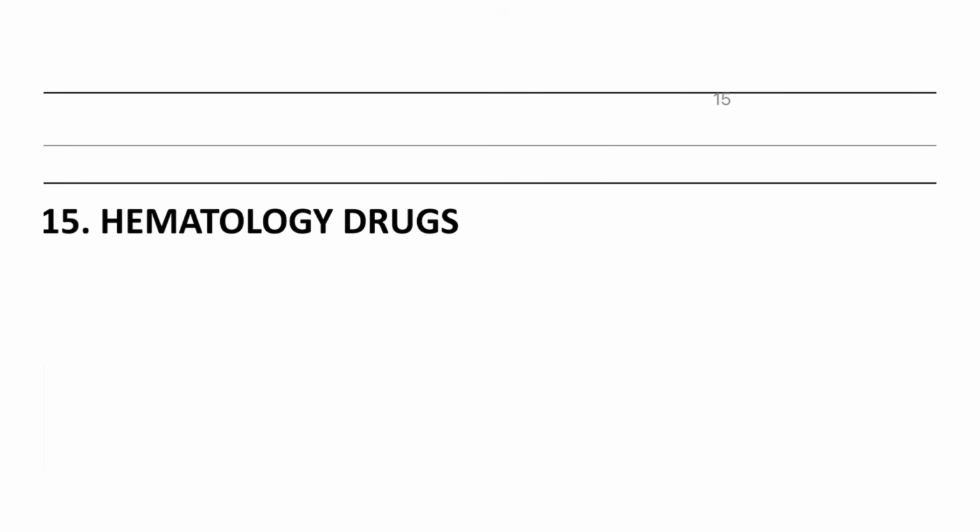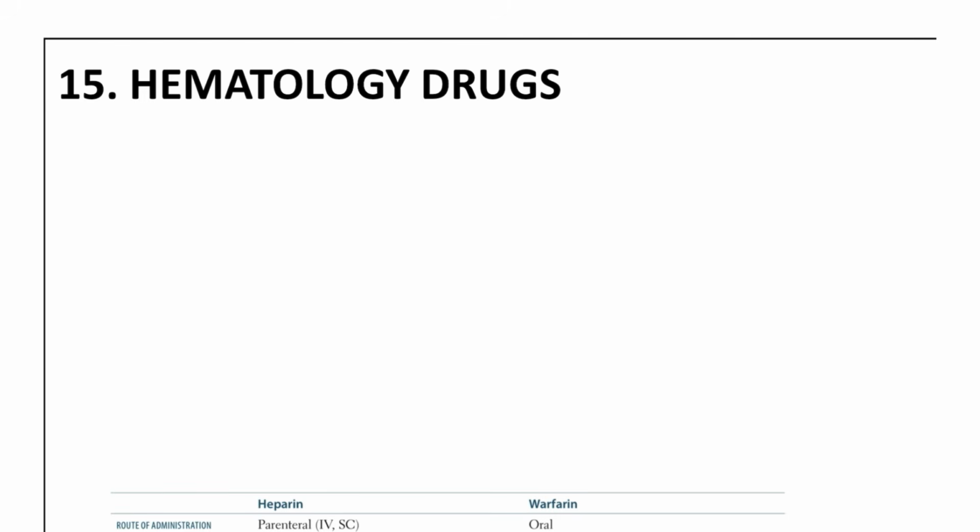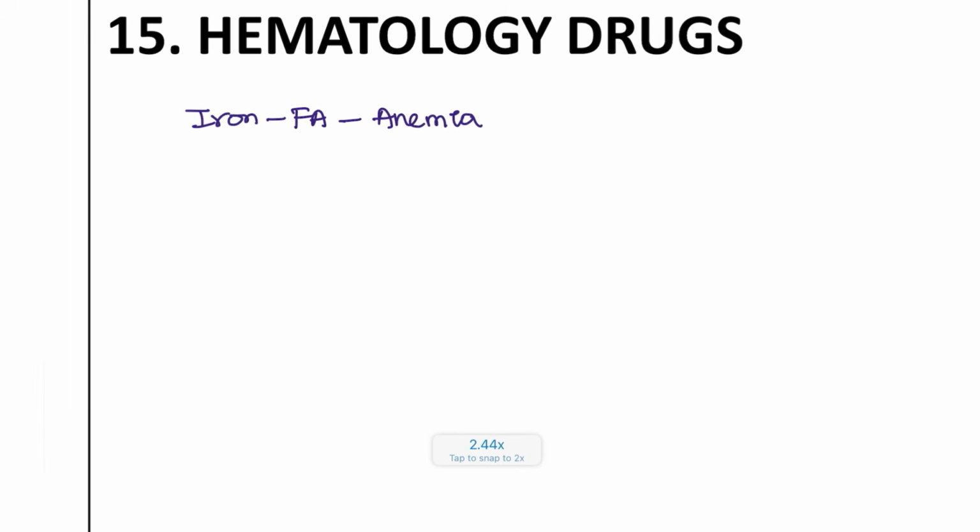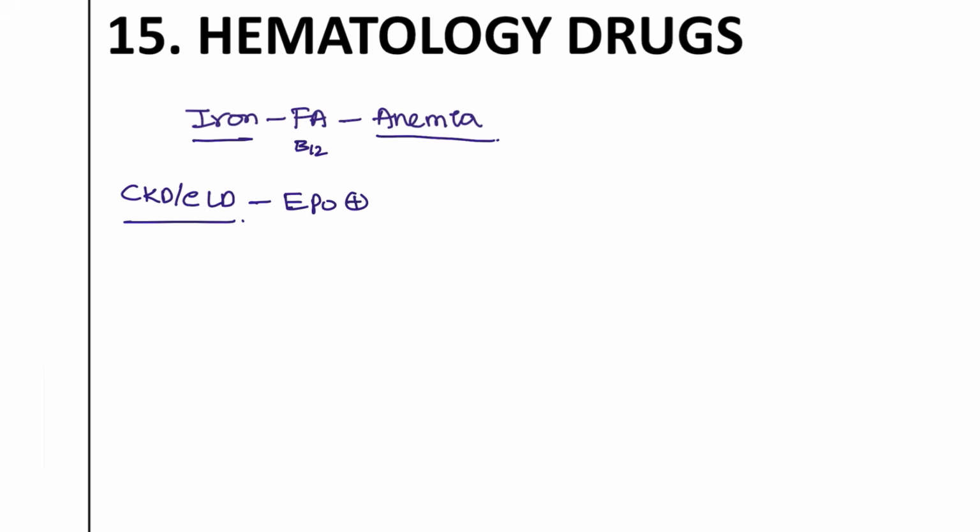Next, coming to the hematology drugs. The most common hematology drugs we can give are iron supplements and folic acid supplements for all the anemia patients. If there is increased toxicity with iron, we can give deferoxamine, and also we give B12. But if the anemia is not due to a blood disorder but due to CKD or chronic liver disease or any secondary disease, then you have to give erythropoietin drugs. One example is darbepoetin, which you are going to give for this patient.